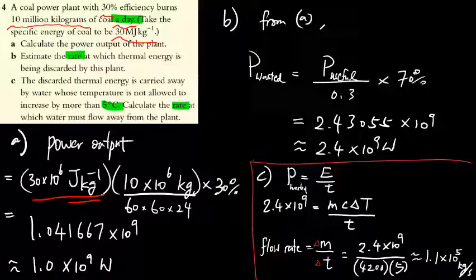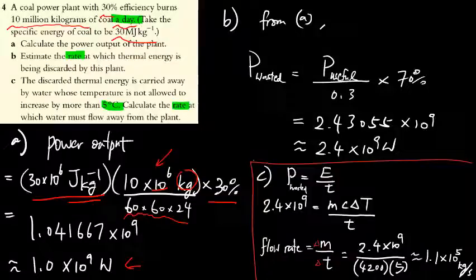And then for calculating the power, you need to times the kg, which is the mass here, so 10 times 10 to the power 6, which is million. And since it's a day, therefore you need to divide by 60 times 60 times 24 for calculating 1 second. And then since the efficiency is 30%, so times 0.3, and then lastly you should be able to find this answer.